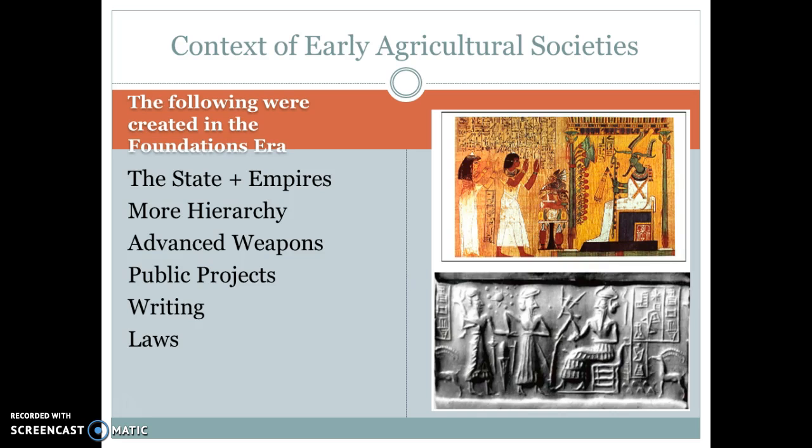And we are talking about early agricultural societies, again, after the Paleolithic Revolution, the Old Stone Age is done. After the Neolithic Revolution, the New Stone Age, and farming has happened.